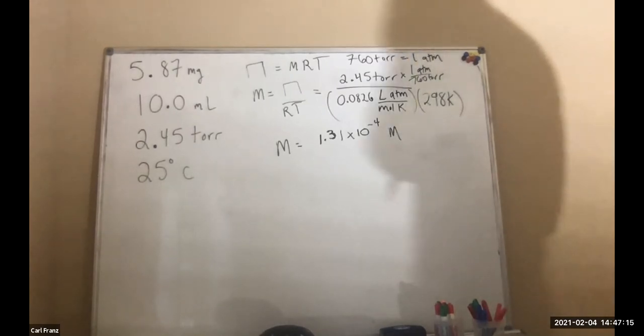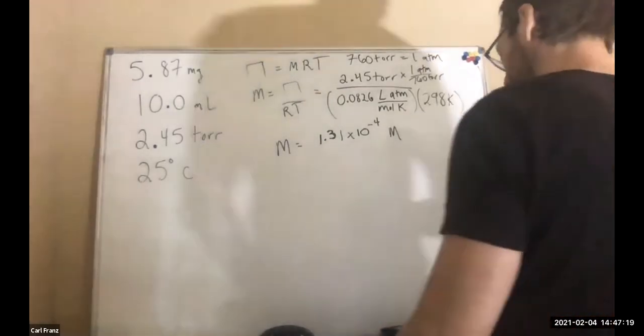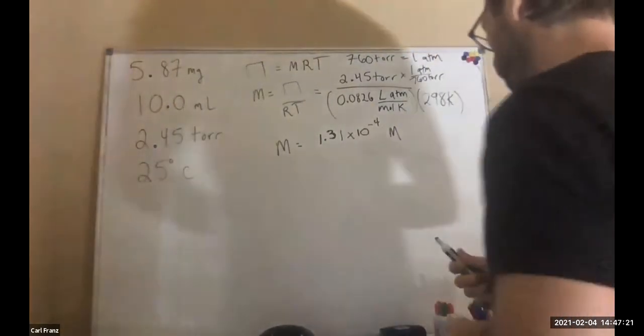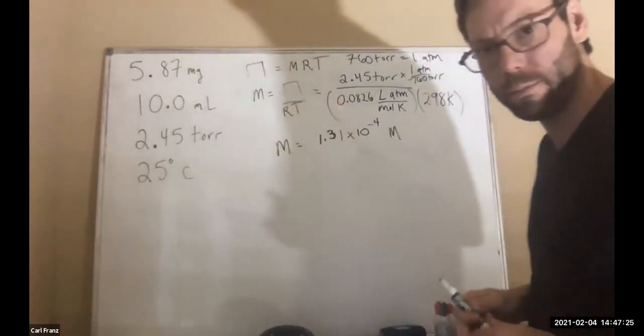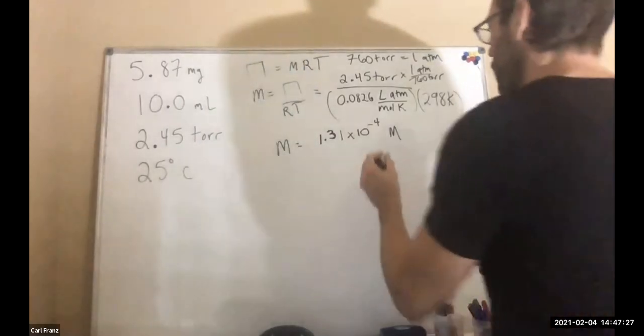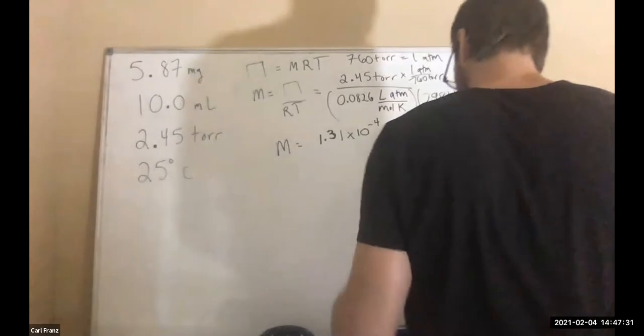They're not asking for our molarity though, right? What are they asking for? They're asking for the molar mass of this unknown protein. Okay. So this is part of it. We got to now take this and apply it to the next step.